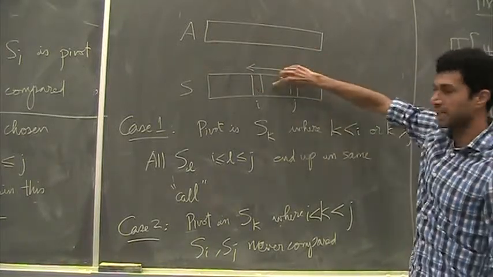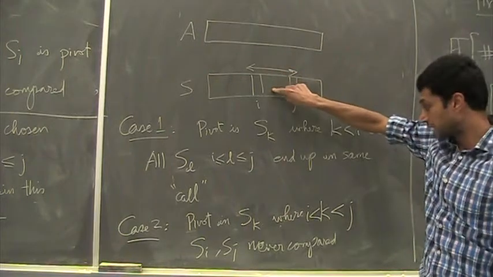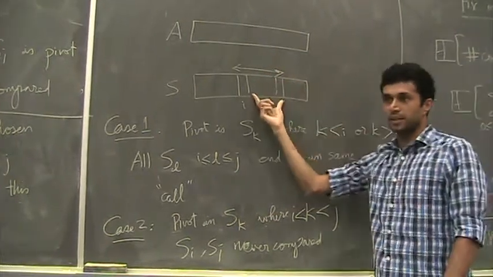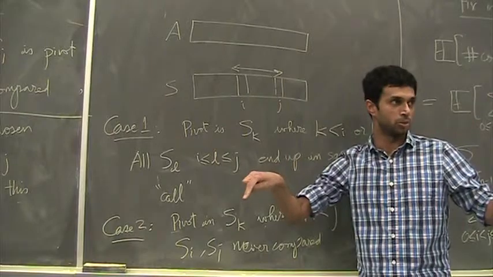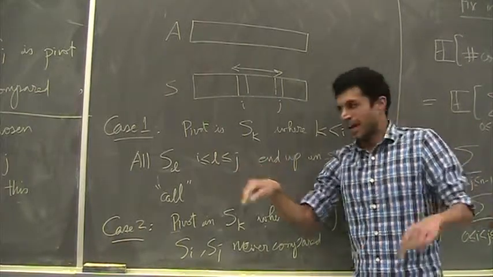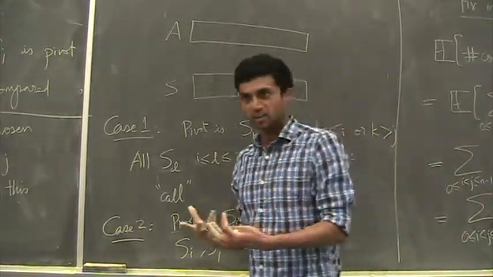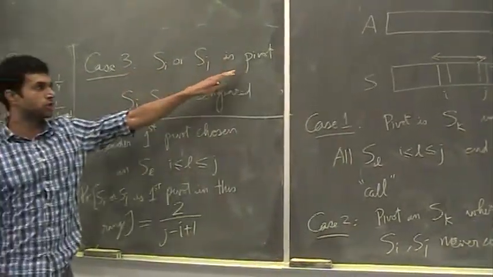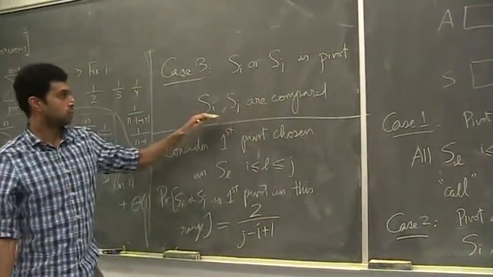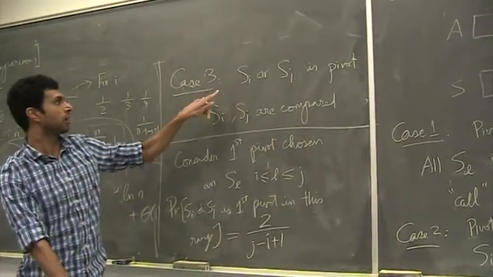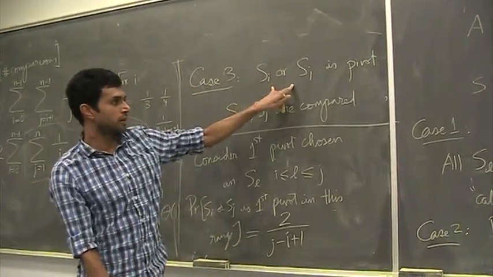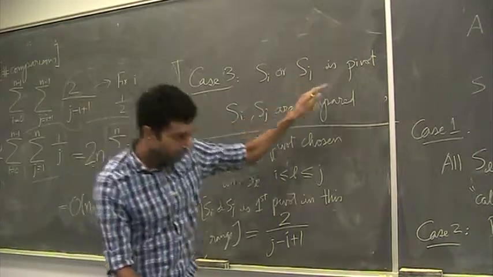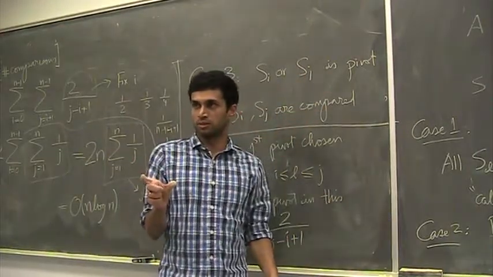Case 2 is that the pivot lies in the middle. If it lies in the middle, then si and sj go to separate calls and will never be compared to each other. So really what we're trying to understand is the probability of the third case, which is that si or sj is chosen as the pivot, in which case they're compared. Technically, we have to understand when si or sj are chosen as the pivot before something in the middle is chosen as the pivot.